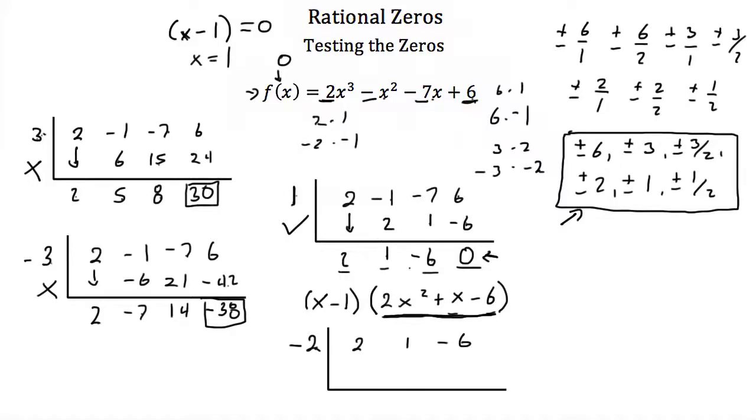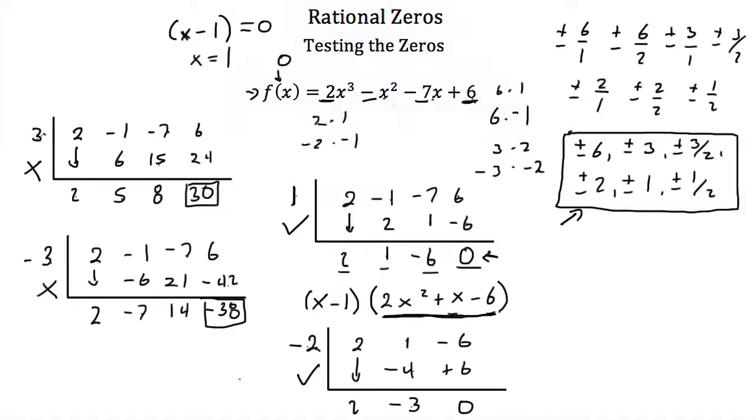Now to do the synthetic division, you carry down your 2, multiply it by a negative 2 and you get a negative 4. Add the 1 and you get a negative 3. Negative 3 times negative 2 is a positive 6. Add those together and you get 0. So that means that negative 2 is also a root.